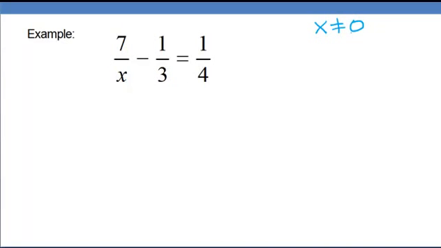Next, we will find our LCD. So we have to cover all the denominators that are here. 4 is made out of 2's, 2 times 2, and we have a 3 and an x. They're all different, so we're actually going to need everything. So our LCD, when we put it together, is going to be 12x. Now we're going to multiply every term on both sides by the 12x.